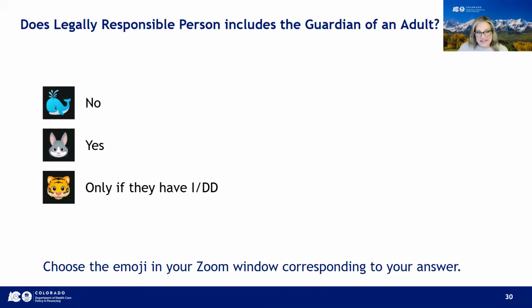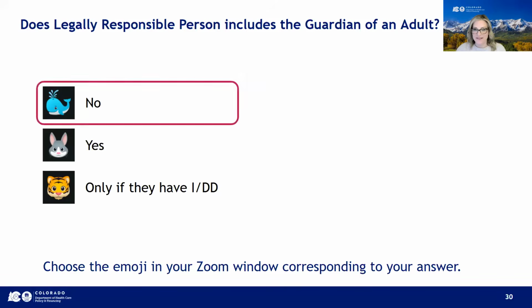Another interactive question for you today. Does the legally responsible person include the guardian of an adult? The correct answer is no. The LRP does not include the guardian of an adult member. Good job.